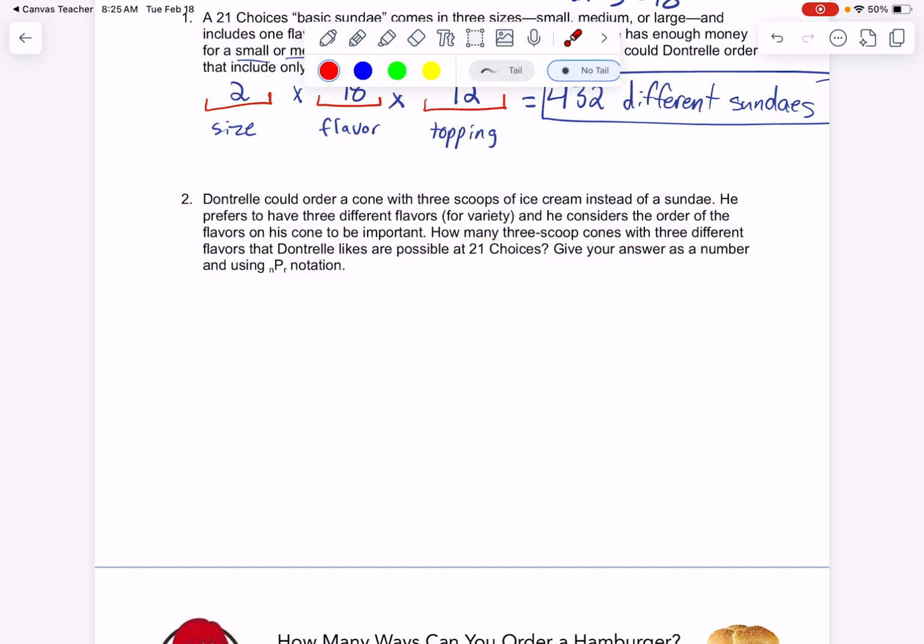So how many different 3-scoop cones with 3 different flavors that Dontrell likes are possible at 21 Choices? Give your answer as a number and using NPR notation. So keyword here, Dontrell likes. That means we're still only going to have 18 different flavors. We still have 3 slots. So we have 18. And then we're using different flavors here, so I'm going to subtract whatever flavor I used on this first one. For the second scoop, we only have 17 flavors to choose from. For the third scoop, only 16 flavors.